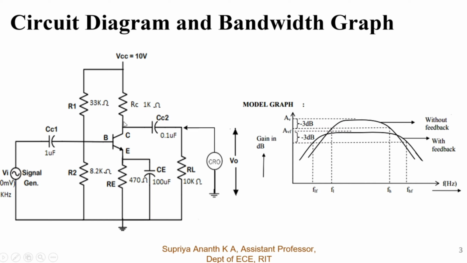You can observe here the output, we are taking it from the collector, and across the emitter we are having a feedback capacitance. If we are having a resistance, this is nothing but the feedback. You can observe RL, which we have taken as 10 kilo ohms. We are going to provide the same for the base again as the feedback.